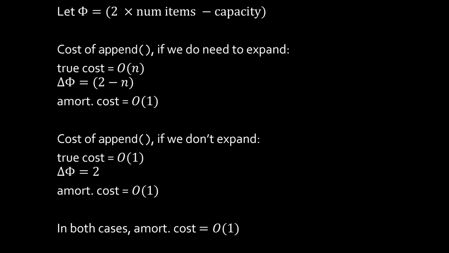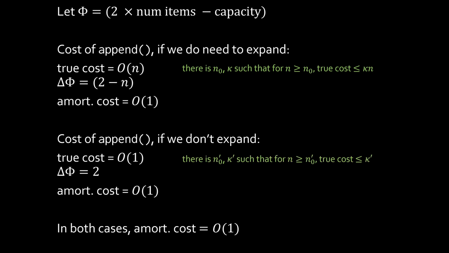So how does that actually work? Well, if in doubt, go back to definitions. Here's the definition of big O notation. Whenever we use big O notation, we mean something like this. True cost equal big O of n means there exists an n naught and a constant kappa, such that for n larger than or equal to n naught, the true cost of this array operation is less than or equal to kappa times n. This is just the straightforward definition of big O notation. Similarly, for the O of 1, there's a different constant n naught prime and a different constant kappa prime, such that for n larger than or equal to n naught prime, the true cost of this operation here is less than or equal to kappa prime.